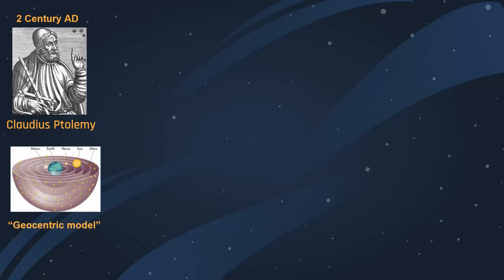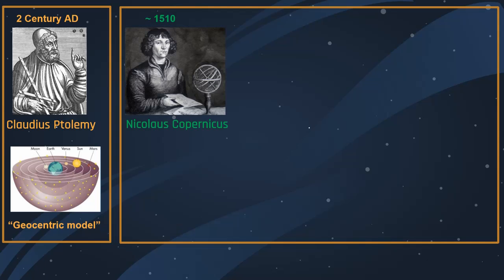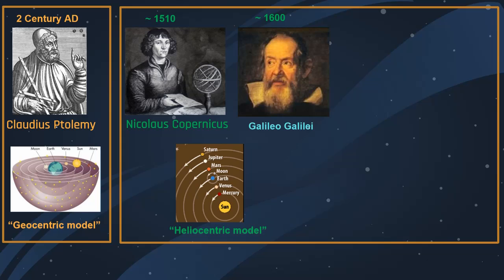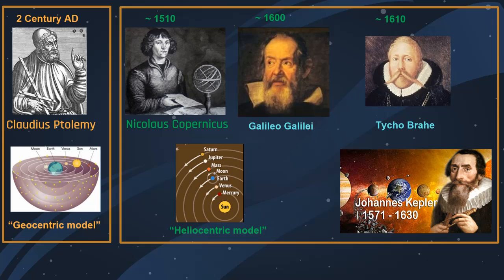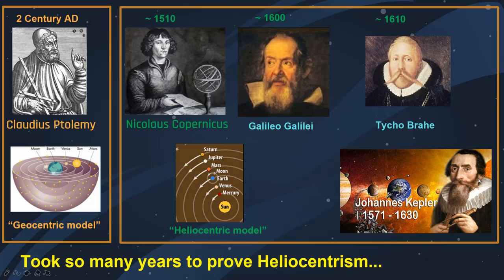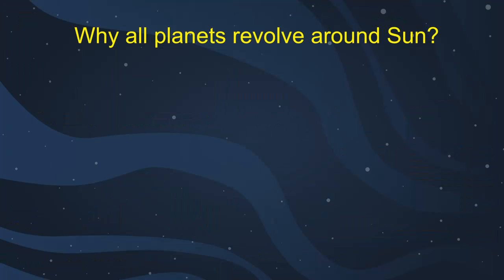Just a quick recap: we have already seen that geocentrism started around the 2nd century AD, given by Ptolemy. After that, many scientists, Copernicus, Galileo, Tycho Brahe, Kepler, were all in the quest to prove the heliocentrism model. Finally, Kepler was successful in proving that. It took so many years, but Kepler couldn't answer one of the key questions: why all these planets revolve around the sun.